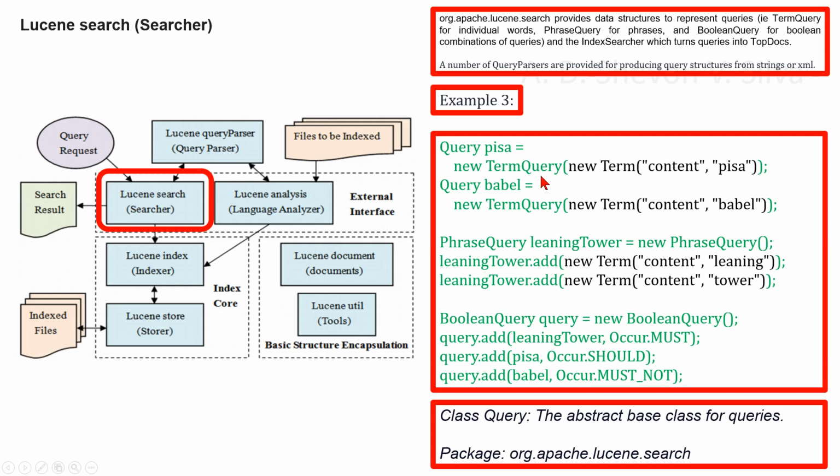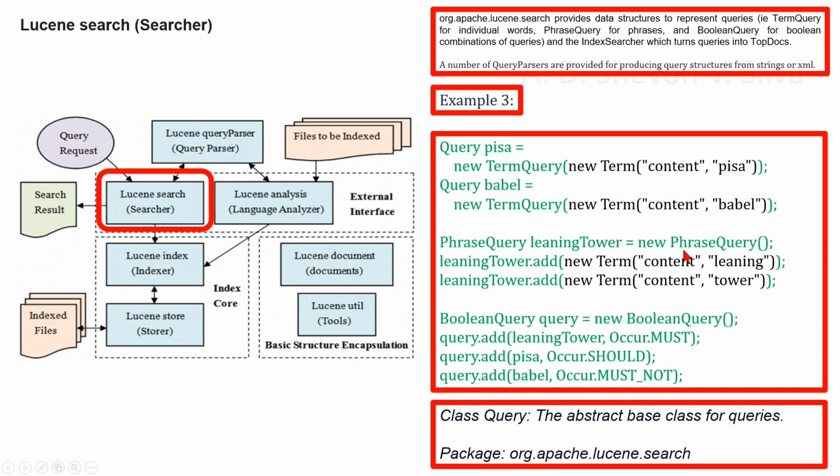Here you can see TermQuery, the class TermQuery, a query that matches documents containing a term. This may be combined with other terms with a BooleanQuery. Here with this constructor, this constructs a query for the term here.